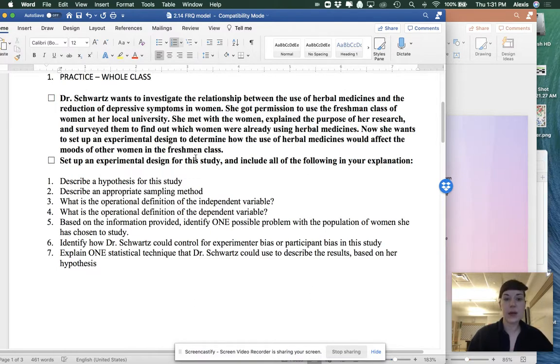You're going to set up an experimental design for this study and include all the following in your explanation. Describe a hypothesis for this study. Describe an appropriate sampling method. What is the operational definition of independent variable? What is the operational definition of dependent variable? Based on the information provided, identify one possible problem with the population of women she has chosen to study. Identify how Dr. Schwartz could control for experimental bias or participant bias in this study. Explain one statistical technique that Dr. Schwartz could use to describe the results based on her hypothesis.